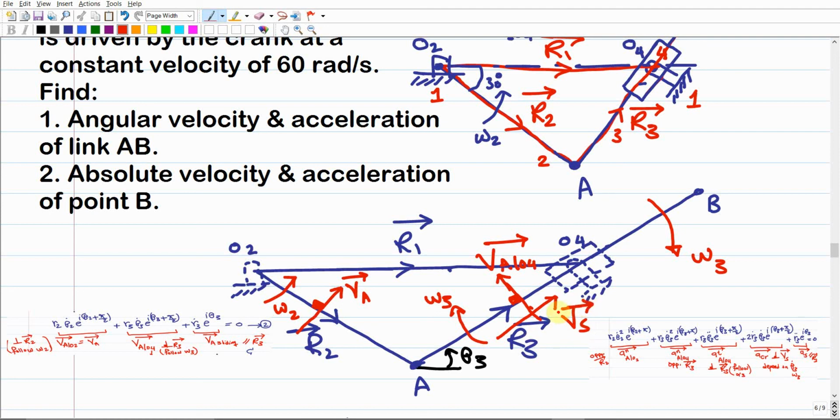So why did I switch the direction of VS? Because here I'm talking about the sliding. If you consider VS in the same direction as R3, you are talking about the sliding velocity of the link inside the slider, and this is what we want. The slider has no velocity, it's not moving, right? But we do have a sliding velocity of the link itself that slides inside the slider.